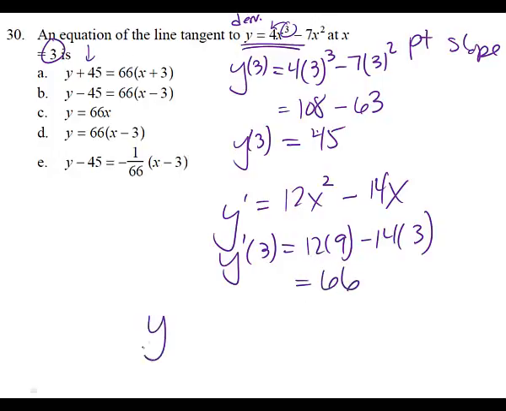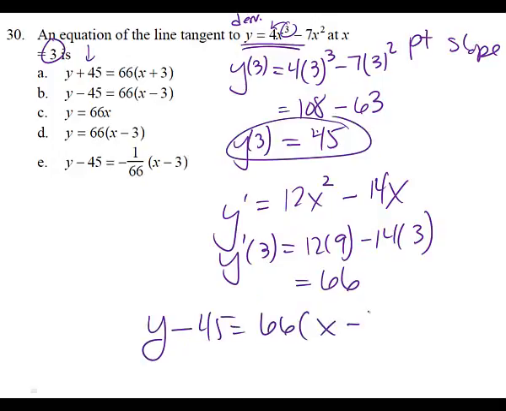All right, so point-slope would say y minus what? What's your y value? 45 equals my slope, 66, times x minus 3. You could have narrowed it down based off of just the 3 and the 45. You could have gotten rid of that one and probably that one, right? And then you still had to find the slope though.